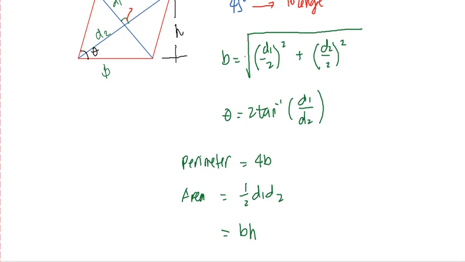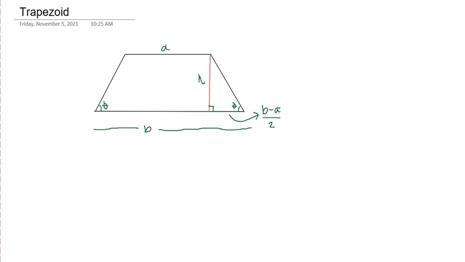Okay, another quadrilateral is the trapezoid. So this one, you are somewhat familiar with this figure. A trapezoid is a quadrilateral with one pair of parallel sides only. So that is how it differs from the parallelogram. In this figure that we see, the parallel sides A and B are parallel to each other, so they are called your bases.